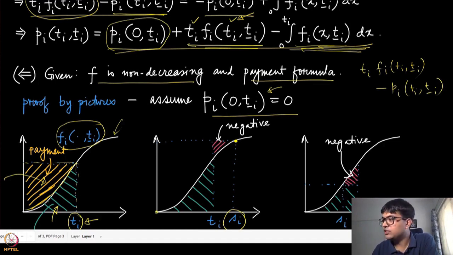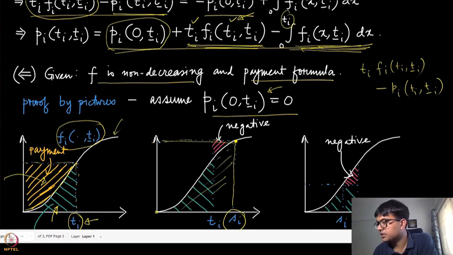So this first term will be nothing but this larger rectangle here now, right? And the second part will again go from 0 to si, which means this will be this area under this curve, this entire area under this curve, and the payment will be nothing but this part here, right? So this is the payment that it is making.